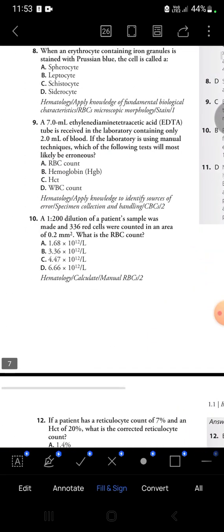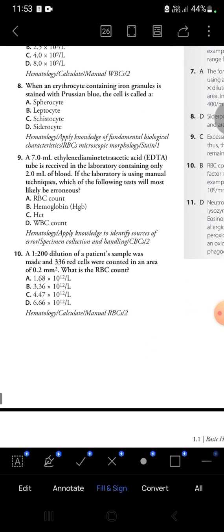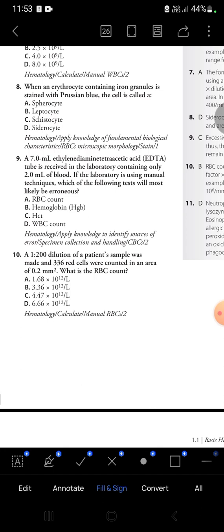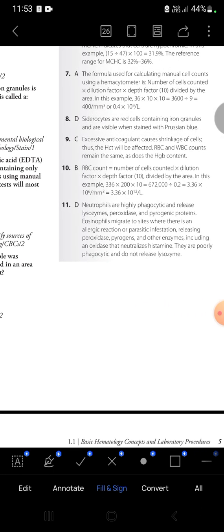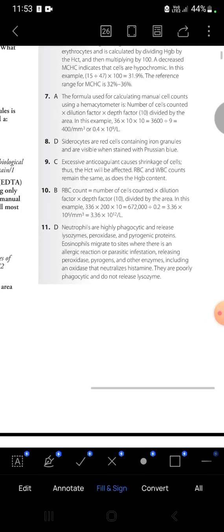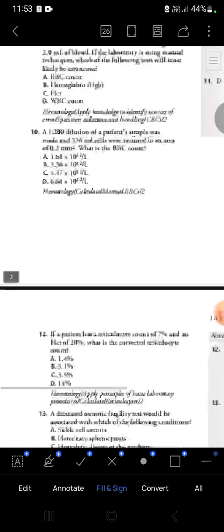And for the 10th, the answer was B, and that is 3.36 into 10 to the 12 per liter. How? RBC count is determined by the number of cells counted into dilution factor into depth factor divided by the area.